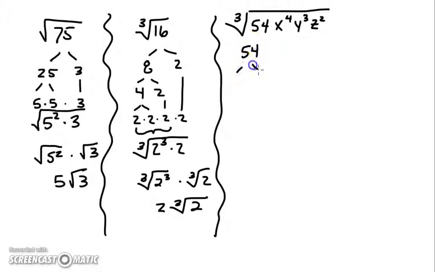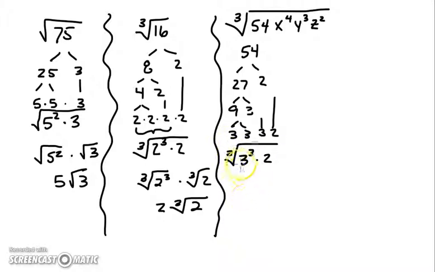So we're going to think of our 54. It's going to give us 27 and 2, 9 and 3, 3 and 3, drop that 3, drop that 2. We're trying to make powers of 3 to match our index up here. So we can make this as 3 to the third times 2. So when we go to take that root, the third root of 3 is 3. The third root of 2, well, we don't have a power of 3, so that's just going to stay third root of 2. So 3 times the third root of 2 is 54.